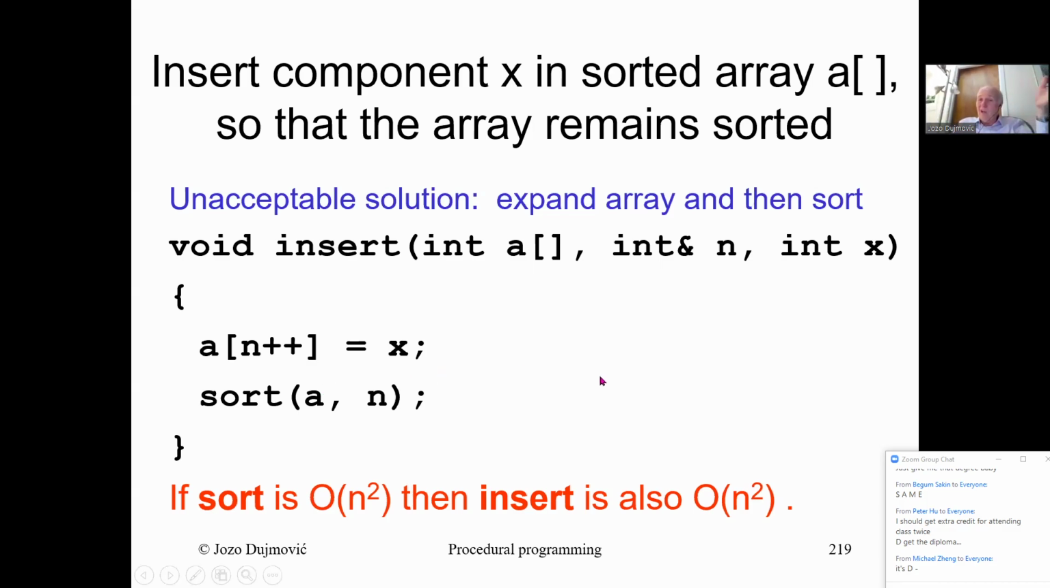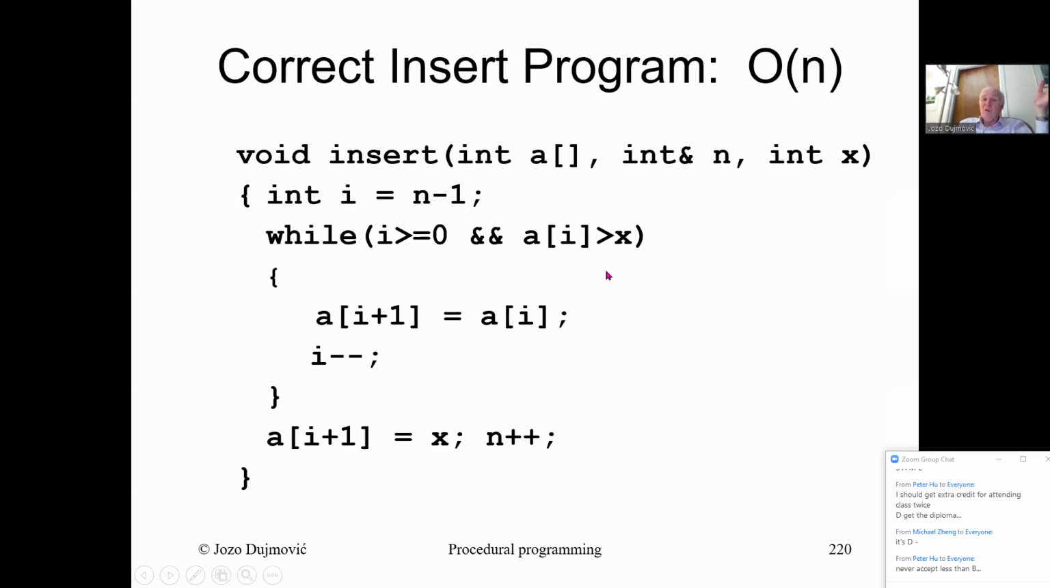So this is going to be a linear algorithm, and we'll have the minimum necessary number of moves to keep this array sorted. The array is sorted, and we are inserting a new component in the sorted array. What we have to do, as long as a of i is greater than x, is say a of i plus 1 equals a of i. So we are moving one position right. And we do that with i minus minus, decrementing i, going from right to left until we find the position where this is not the case.